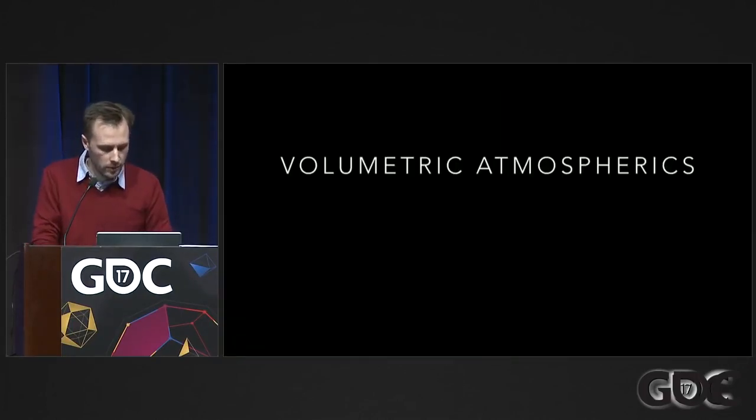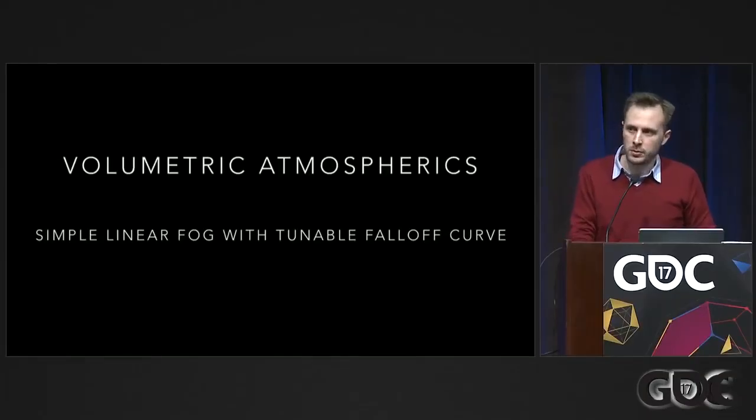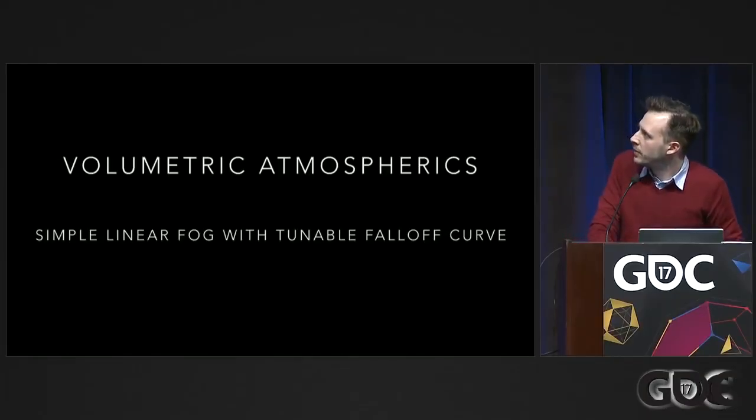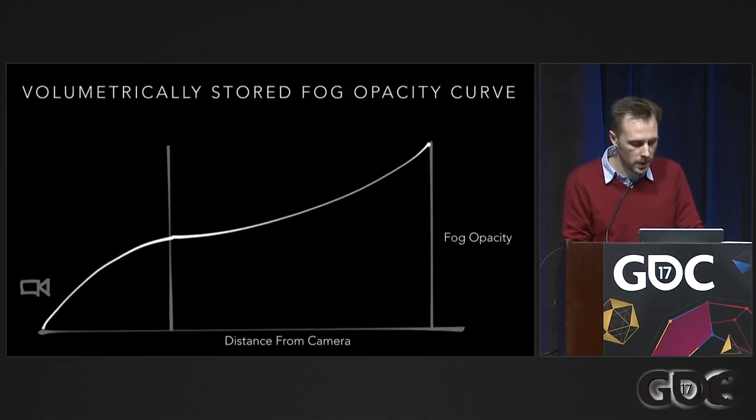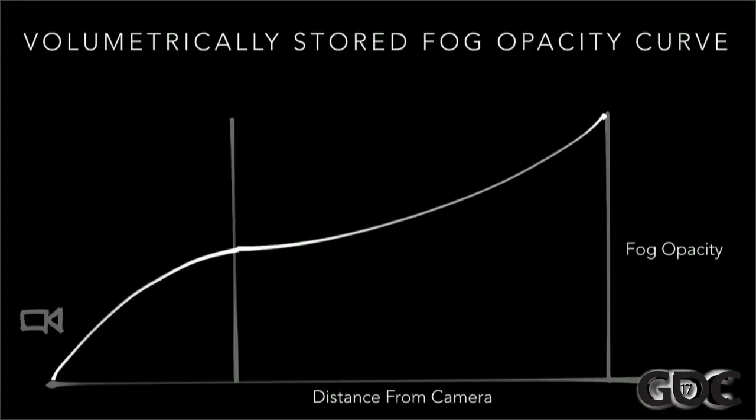So the last thing here is the way we did our atmospherics. And we did a lot of tests with ray marching and volumetrics and all this sort of thing. What we found was that we ended up shipping simple linear fog. And the reason was this was much easier to control. And we just had a tunable fall-off curve for this fog, and it looked something like this. And we stored this curve volumetrically into space. So in one room you might have a different fall-off than another.